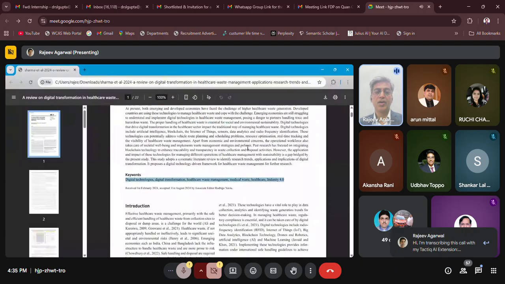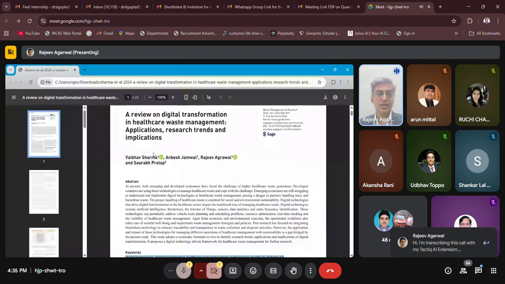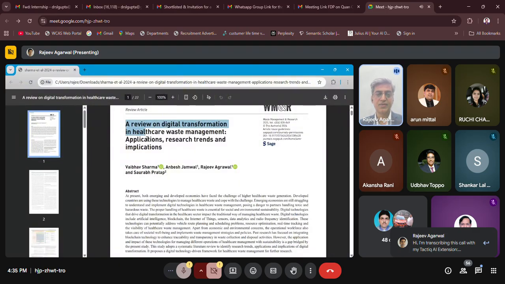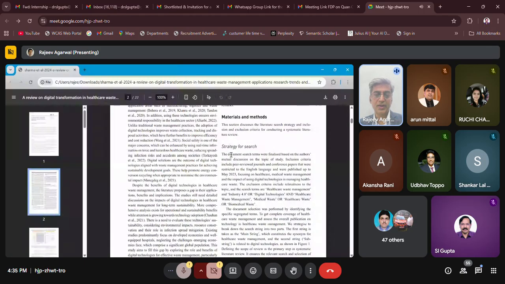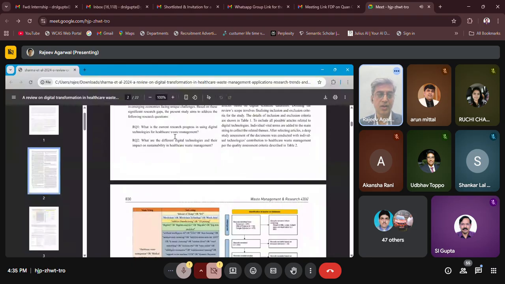This is very common. Now, see our title: a review on digital transformation, healthcare waste management application, research trend and implications. That is why we are getting very good citations, because we are not only giving a review, but trying to show the application trends. While doing this, we have shown the various materials and methods. This is research question one: what is the current research progress in using digital technologies in healthcare waste management? Another is what are the different digital technologies and their role and impact on sustainability in healthcare waste management.